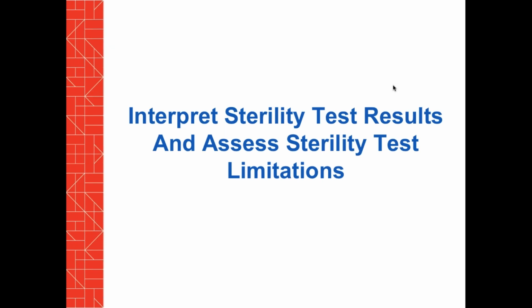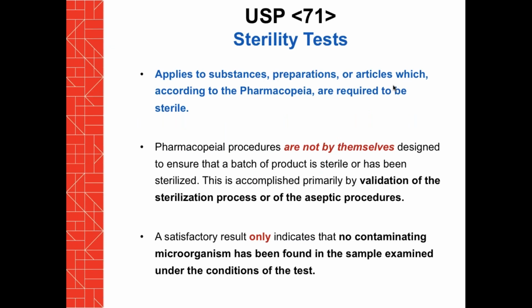Okay, let's look at how to interpret the sterility testing results and assess some of the limitations when conducting sterility tests. The sterility test applies to substances, preparations, or articles which, according to the Pharmacopeia, are required to be sterile. This is taken chapter and verse directly from USP 71, in the first paragraph. Pharmacopeia procedures are not by themselves designed to ensure that a batch of product is sterile or has been sterilized. This is accomplished primarily by the validation of the sterilization process or the aseptic procedures.